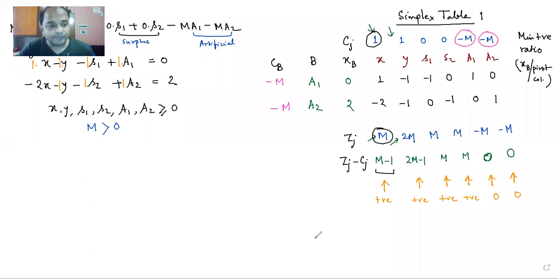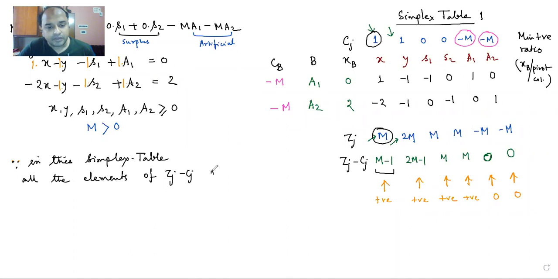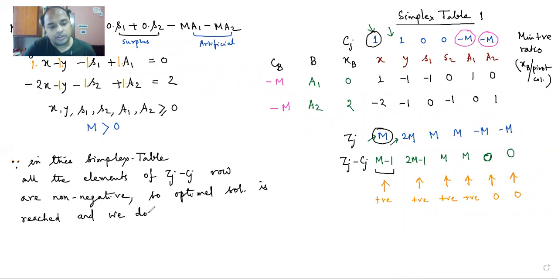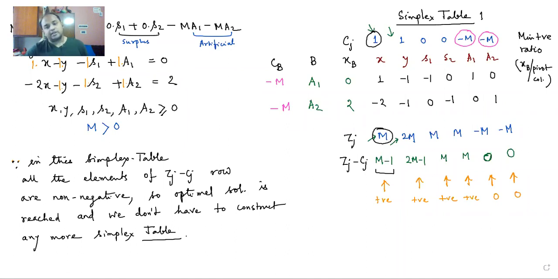So let me write the conclusion first of all. Since in this simplex table 1, all the elements of the Zj minus Cj row are non-negative, optimal solution is reached, and we don't have to construct any more simplex table.